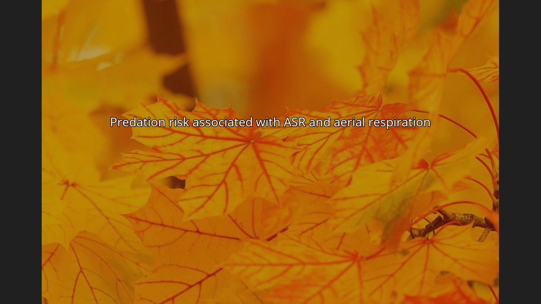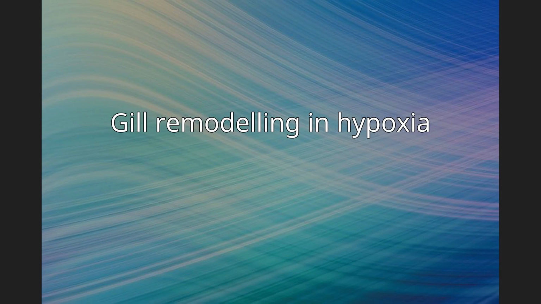turbid, shaded areas. Gill remodeling in hypoxia. Gill remodeling happens in only a few species of fish, and it involves the buildup or removal of an interlamellar cell mass, ILCM.